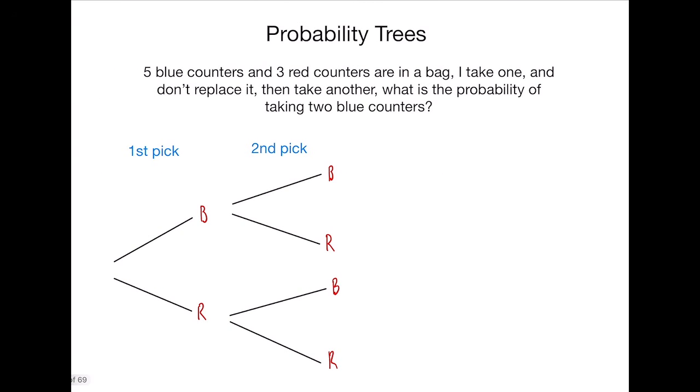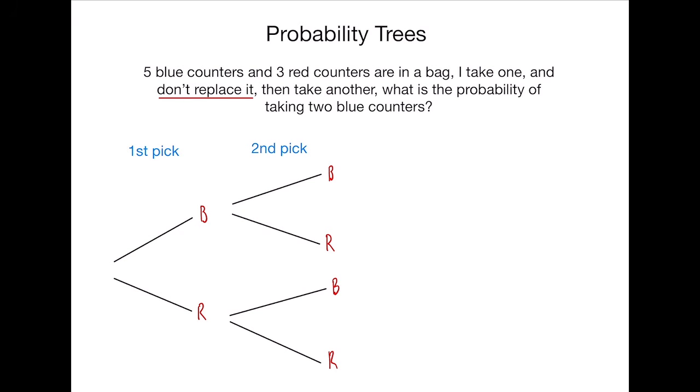Next, we have probability trees. Again, something I highly recommend you get comfortable with. They have lots of different scenarios they could ask you on for this. So reading the question, we have 5 blue counters and 3 red counters in a bag. I take one and don't replace it. That is a key part here.